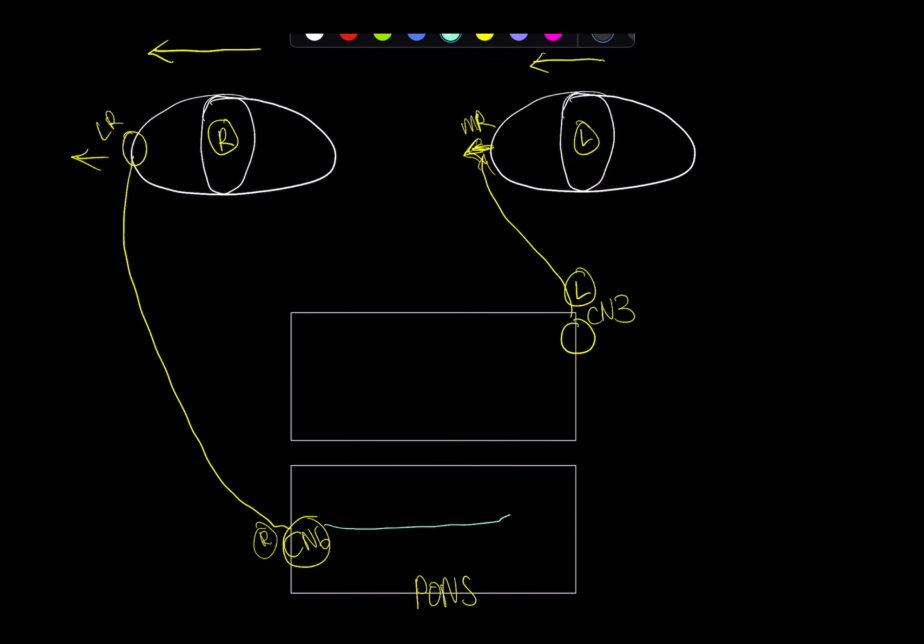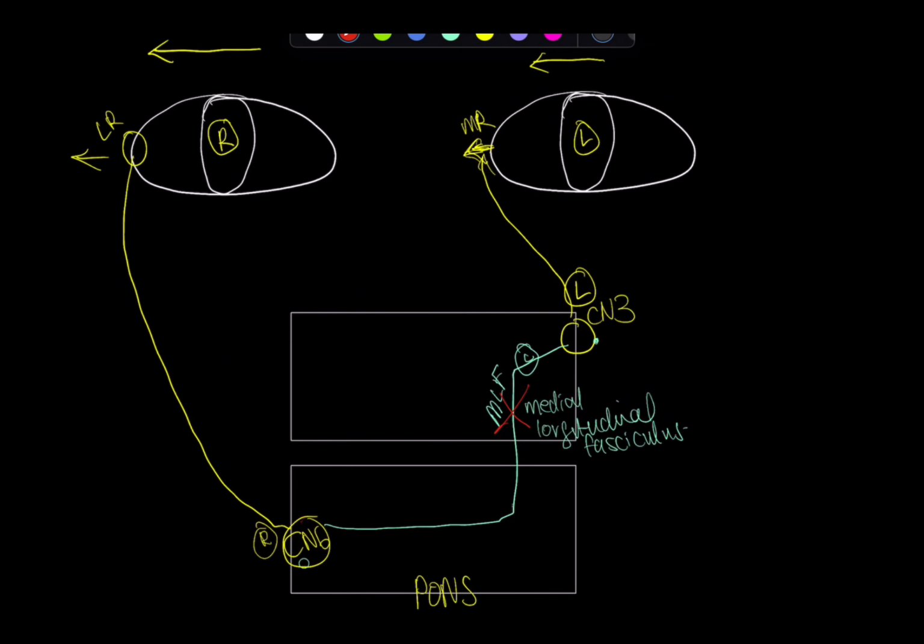Well, that's where you get a special structure that connects the two called the MLF. The medial longitudinal fasciculus. Fasciculus just means a white matter tract. So the right cranial nerve 6 nucleus talks to the left cranial nerve 3 nucleus via the left medial longitudinal fasciculus.